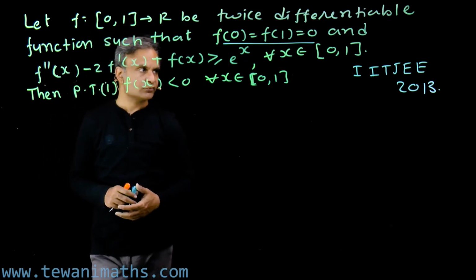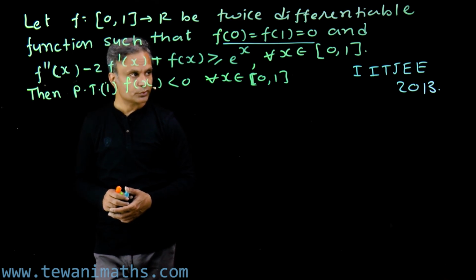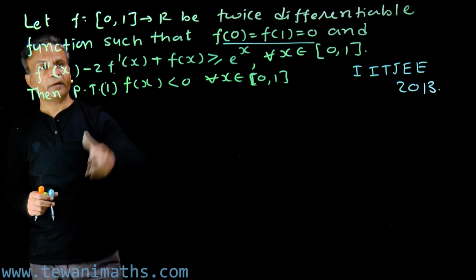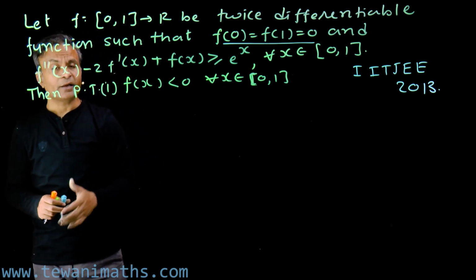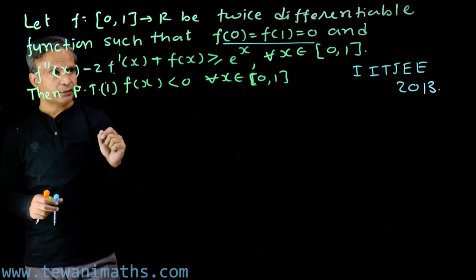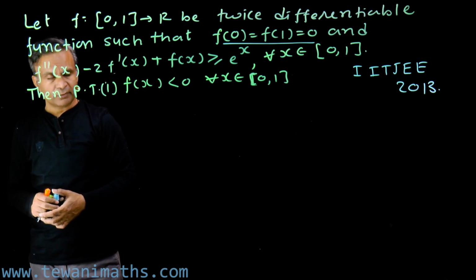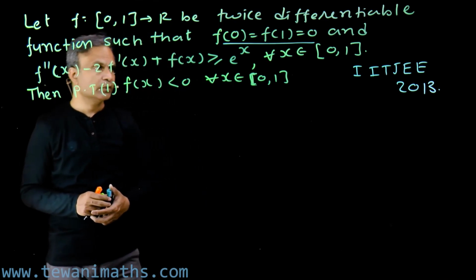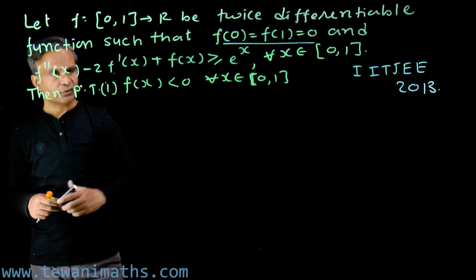Okay, now look at this question which was asked in JEE 2013. JEE में आया क्वेश्चन है तो कुछ तो अच्छा होगा, ध्यान से करना पड़ेगा. The question is: let f from this interval to the set R be a twice differentiable function such that f(0) is equal to f(1) is equal to 0, and the function f(x) satisfies this inequality: f''(x) - 2f'(x) + f(x) greater than or equal to e^x for all x belonging to the closed interval 0 to 1. Then prove that.